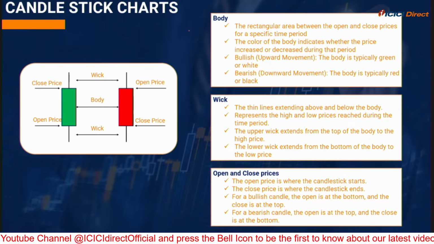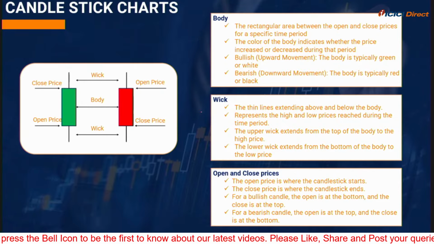So body is a rectangular area between open and close price. Color indicates bullishness or bearishness. Wick is nothing but your upside and downside, and open price is nothing but your price at 9:15 and close at 3:30. All right. So I'm moving ahead with this chart. I hope you guys have gone through this.